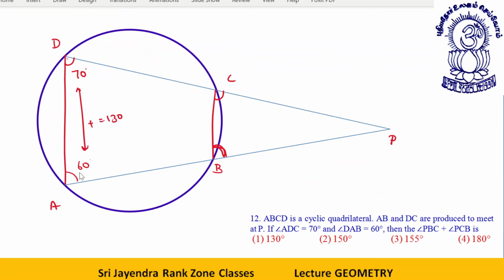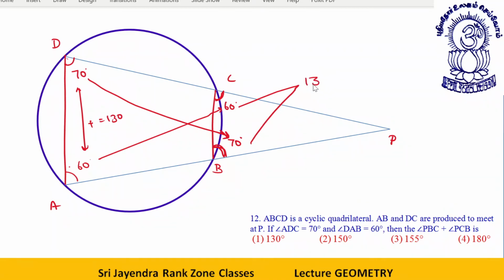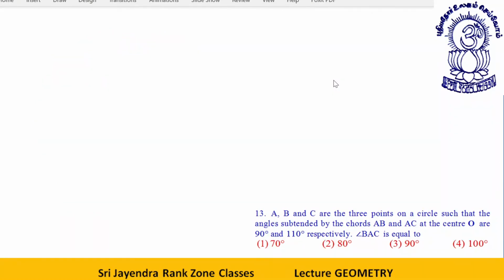How come this is 60? We just discussed in the previous question. The exterior angle is equal to the opposite interior angle. This is 60 degrees. This will be equal to 70 degrees. So what is their sum? 60 degrees plus 70 degrees will combine together to give you 130 degrees. This is your answer. Shall I move ahead, dear students? Let's take the next one.